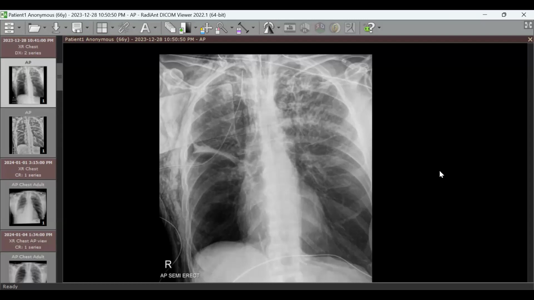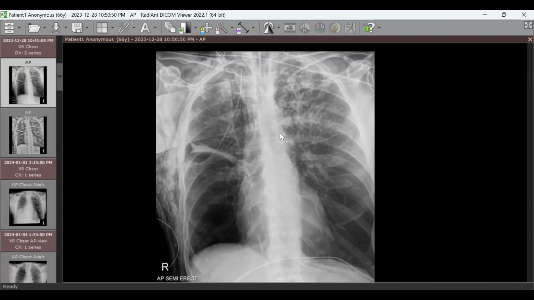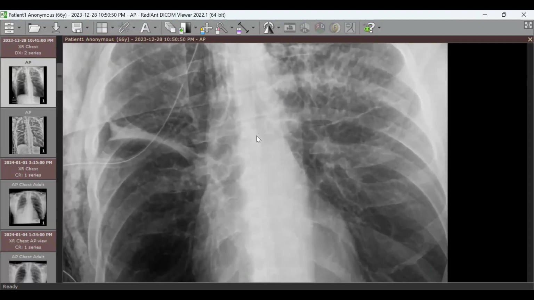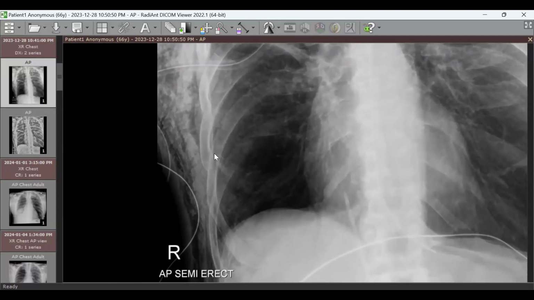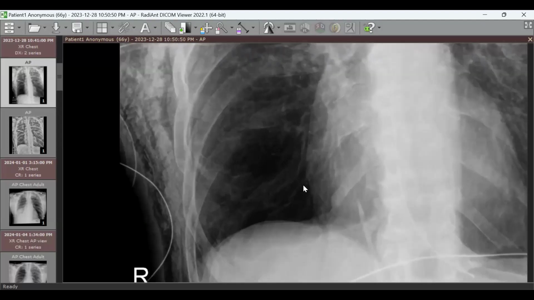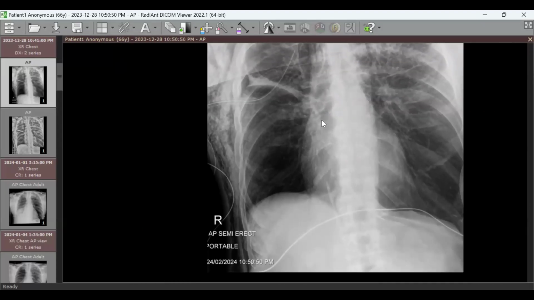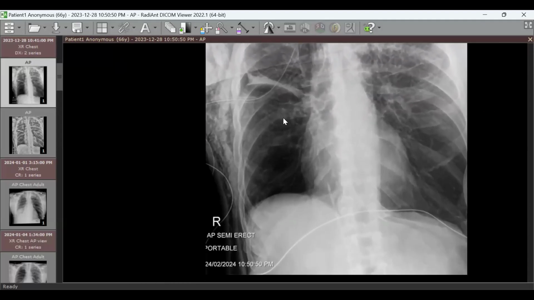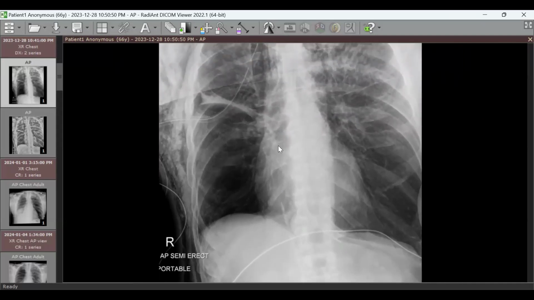Preserved costophrenic angle. Let's see if there's a rib fracture. There is a rib fracture involving the right lower side. I see. So is it the cause of what's happening to the patient?